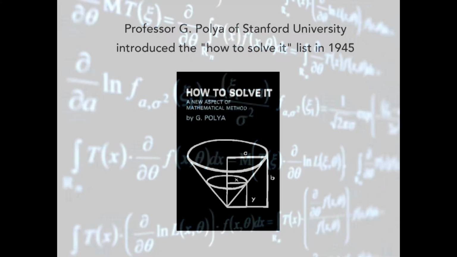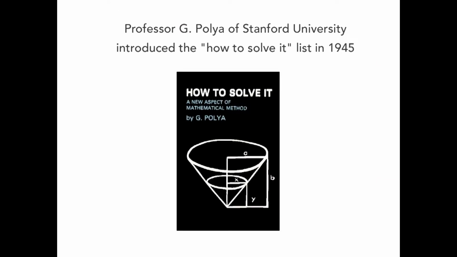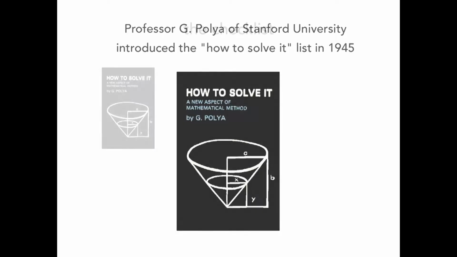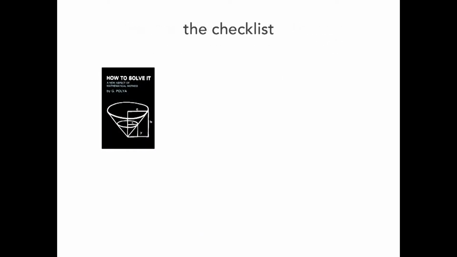So in 1945, Professor Polya from Stanford University wrote this book, How to Solve It. In this book, he introduced something called this checklist. What Professor Polya says, whenever approaching a problem, specifically mathematically, but in general, the first step is really to understand the problem.